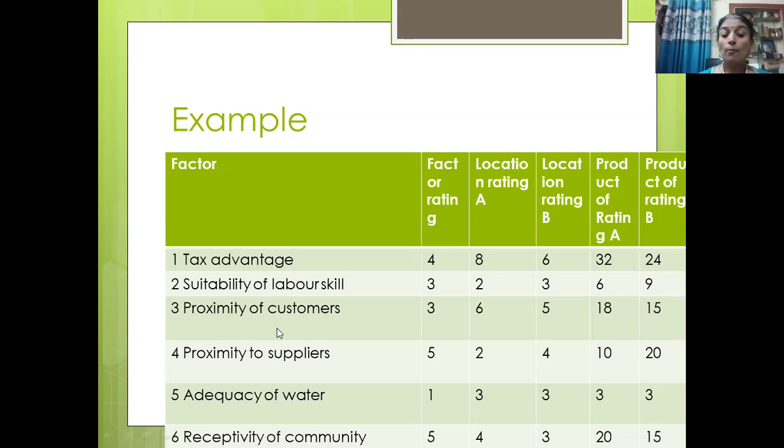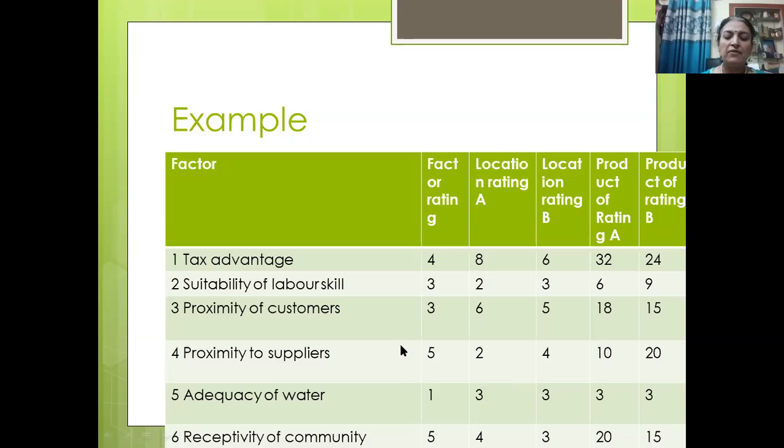In the same way, proximity of customers, 3, location A 5, that is 3 into 5, that is... location A, it is 6. So 3 into 6, that is 18 for A, and 5 into 3, that is 15 for B. In the same way, proximity to supplier, 5, and for A, it is 2. So 5 into 2, that is 10, and 5 into 4 for B, that is 20.